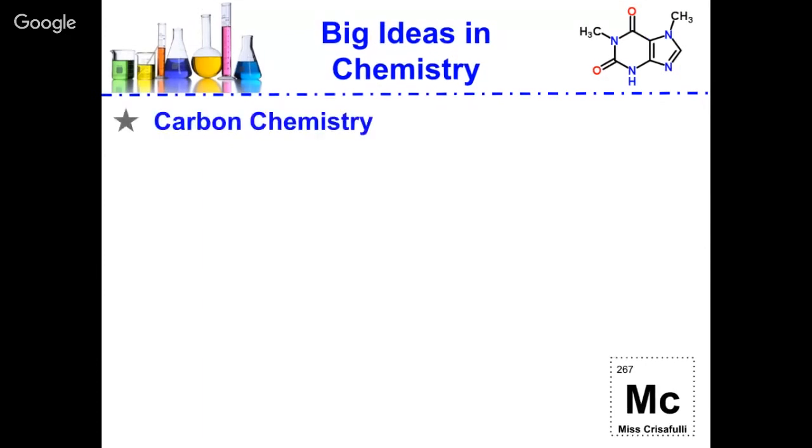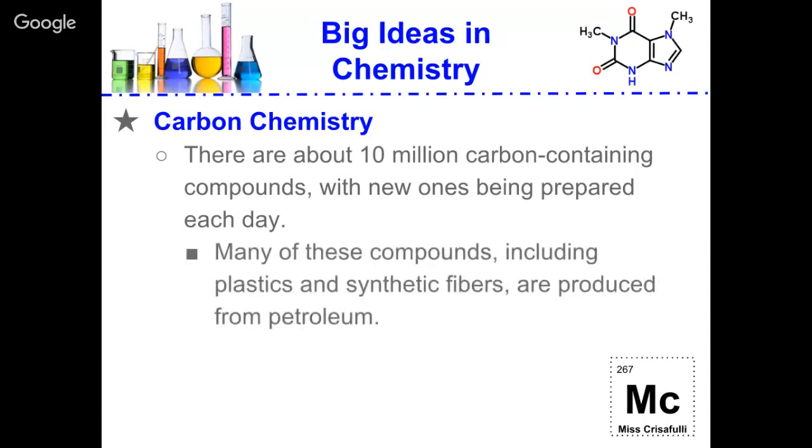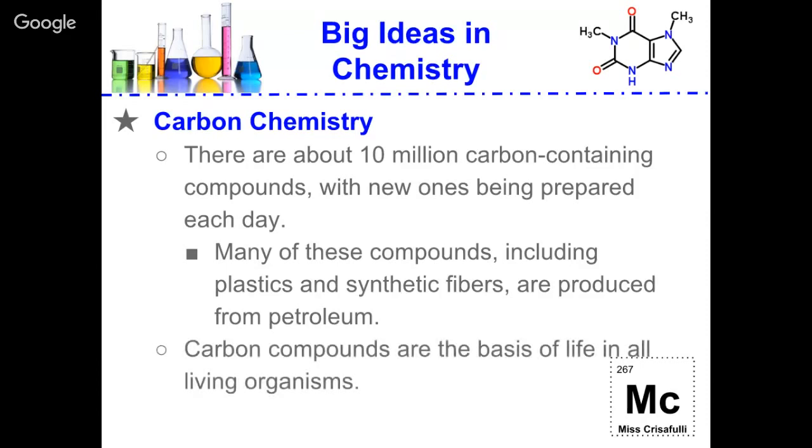And carbon chemistry is the last big idea that we're going to talk about this year. There are about 10 million carbon-containing compounds, with new ones being prepared each day, and those are being prepared by organic chemists. Many of these compounds, including plastics and synthetic fibers, are produced from petroleum. And carbon compounds are the basis of life in all living organisms. So these are all the big things that we're going to talk about this year.